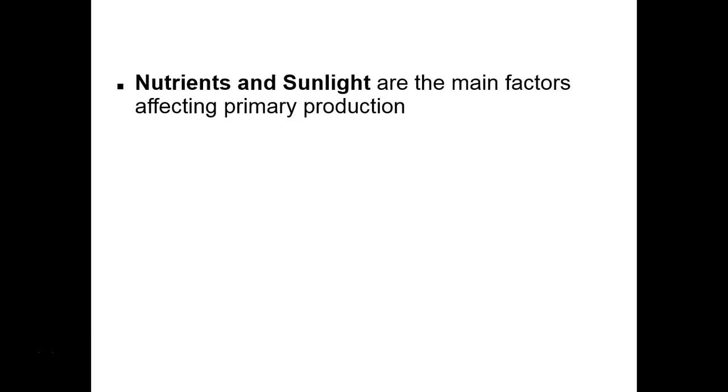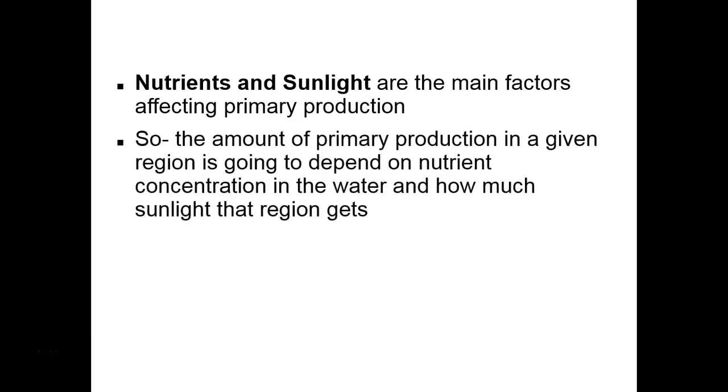Okay. So nutrients and sunlight are the main factors affecting primary production. The amount of primary production in a given region is going to depend on nutrient concentration in the water and how much sunlight that region gets. So how much nutrients are there and how much sunlight is there? High amount of nutrients and high amount of sunlight means high amount of primary production. And again, primary production is the rate of growth and reproduction of photosynthetic organisms.